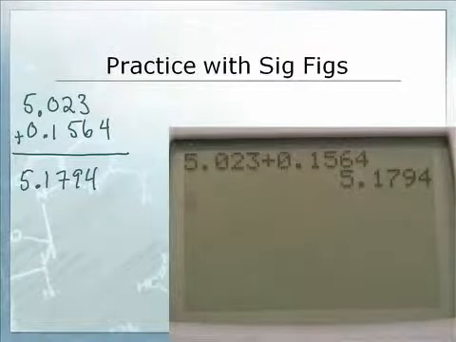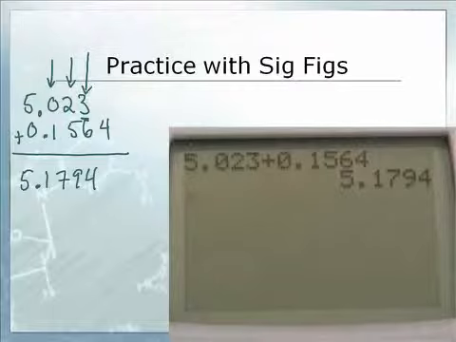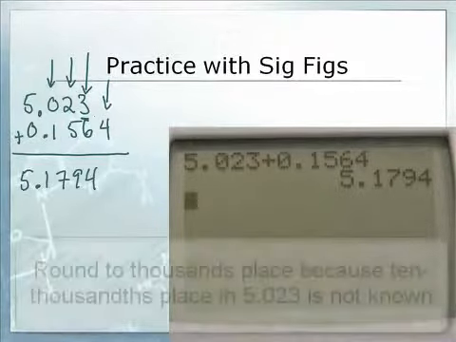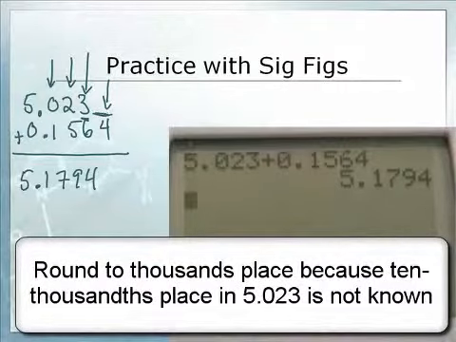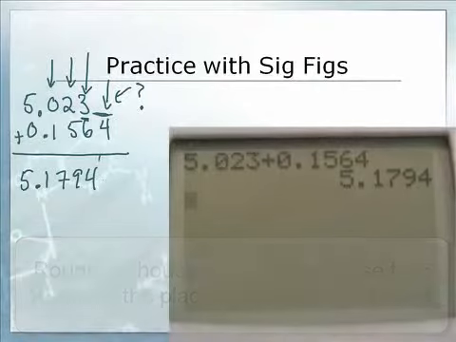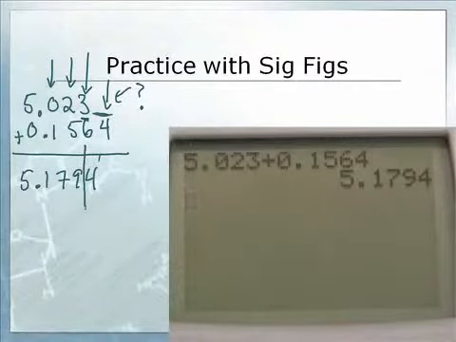The least number of decimal places is the first number, which has 3 decimal places. This is the tenths place, the hundredths place, the thousandths place, and this is the ten-thousandths place. The problem is this first one was measured with a poorer measuring device. When I measure, I don't know what this number is. It's a mystery to me. It could be a 2, a 3, who knows? Since that number is a mystery to us, our final answer cannot have any certainty in that last decimal place.